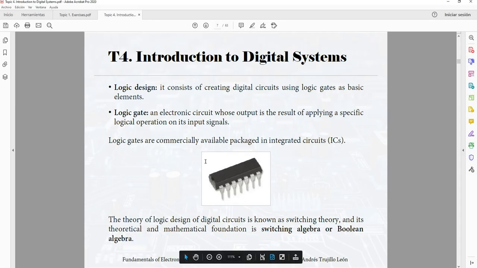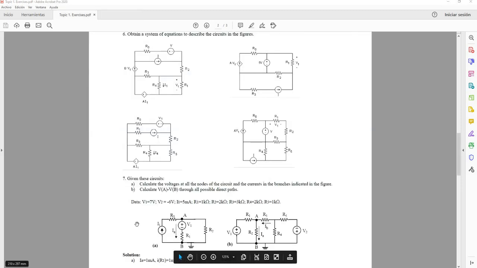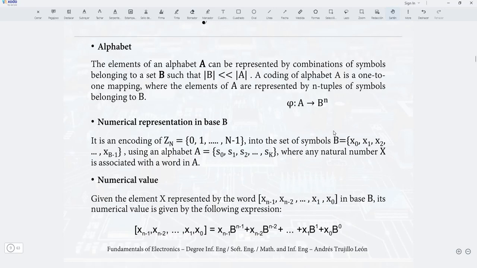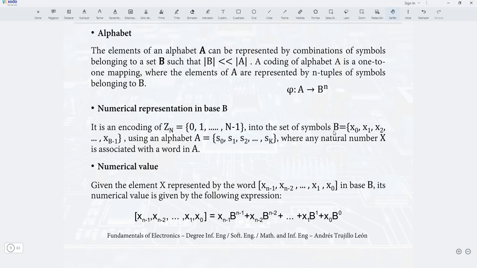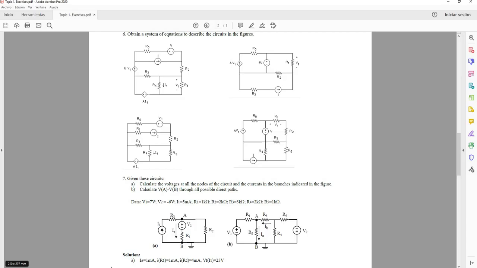So we continue. Okay, so the numerical representation in base B. We are going to encode the alphabet A using the symbols of B and forming words. And that is exactly what we have done here. The element 0 is codified using these two symbols, and this is a word. Okay? It's really easy to understand.